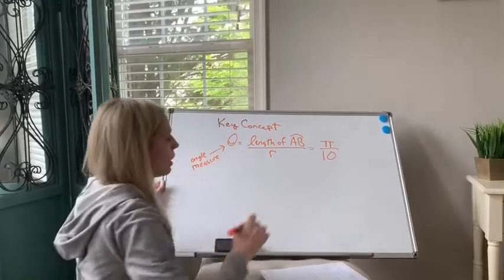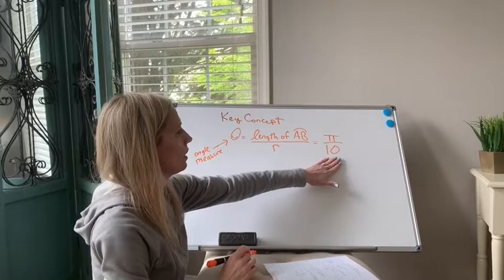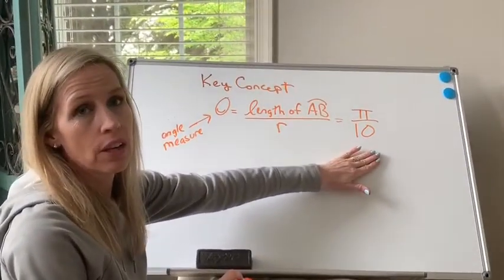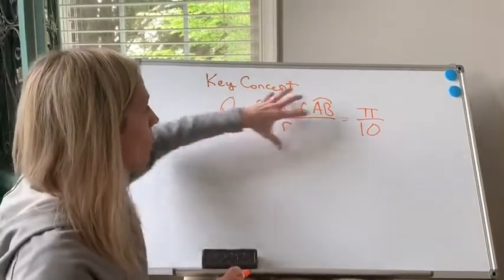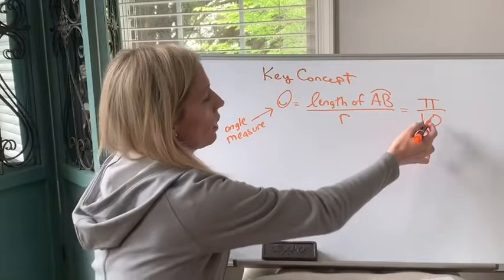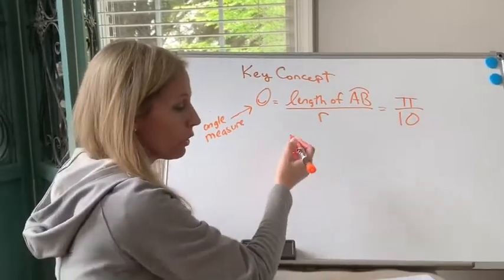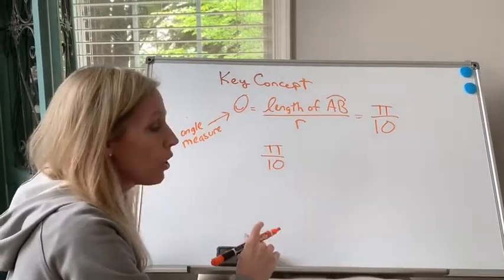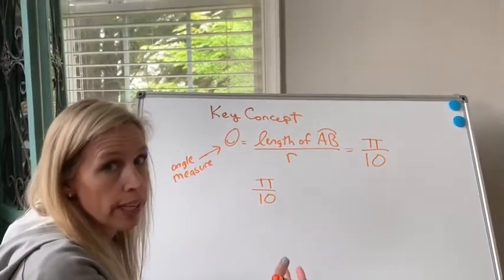So what they are essentially doing is giving us the angle measure, and that angle measure is in radians. So what we can get from this little piece of the problem is that the central angle is pi over 10, and it's in radians.